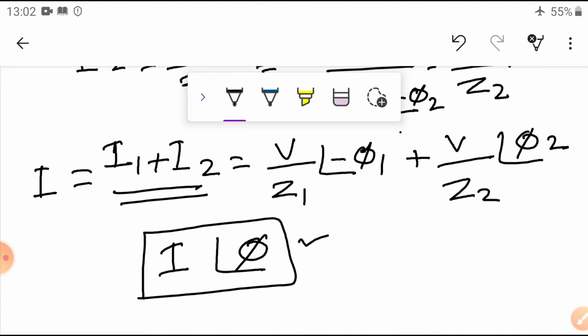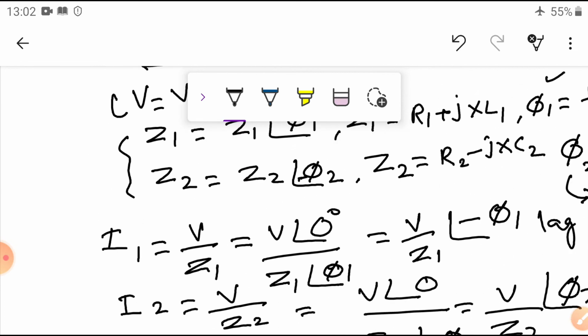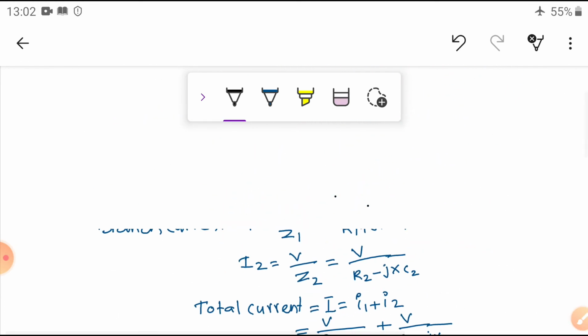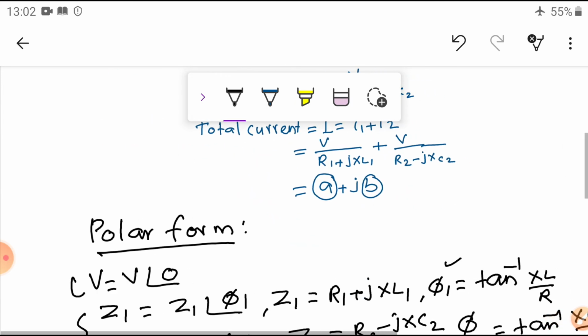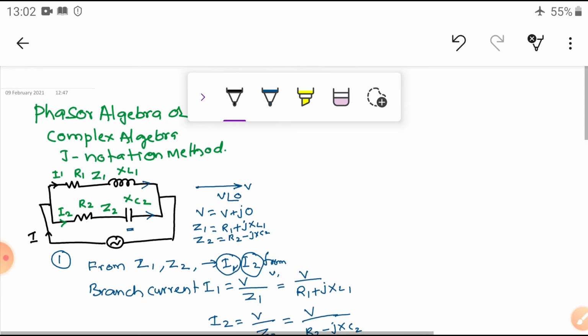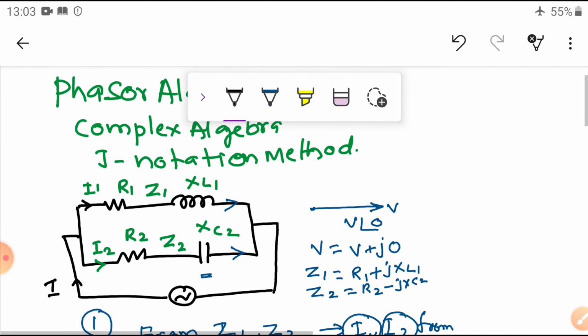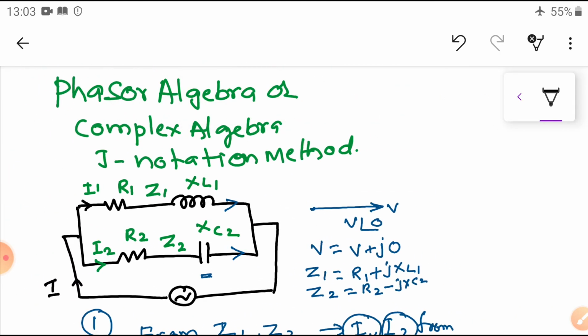So what is this method? The j notation method. It is a very simple method. So this is the circuit. We are going to see it with phasor algebra, complex algebra, or the j notation method.